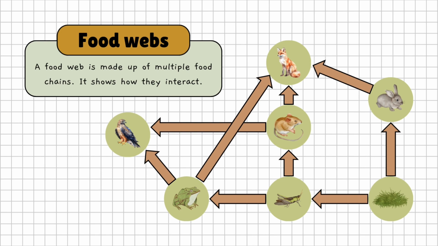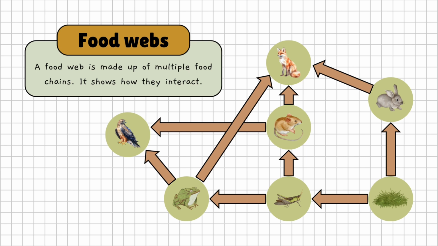So we have here a description of a food web. A food web is made up of multiple food chains and it shows how they interact. So for example, yung grass, kinain ng rabbit, and then yung rabbit, kinain ng fox. And then yung grass, kinain ng grasshopper. And yung grasshopper, pwedeng kainin ng mouse. And then yung mouse, pwedeng kainin ng fox.